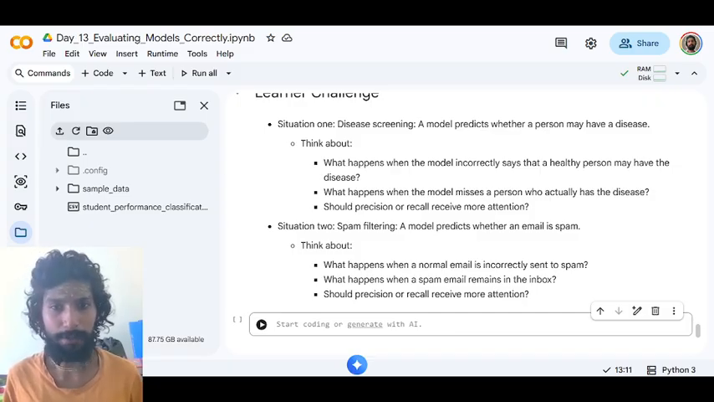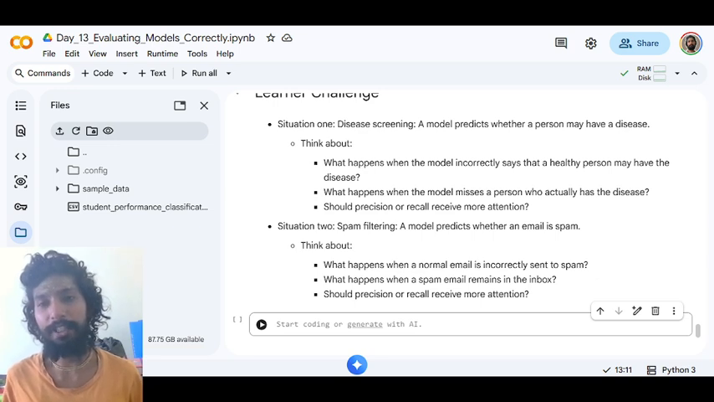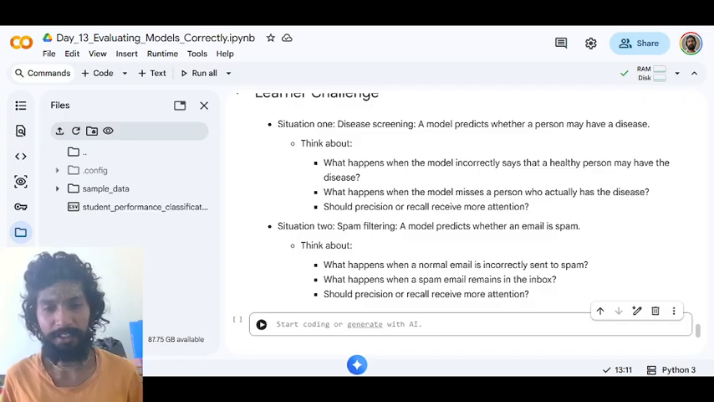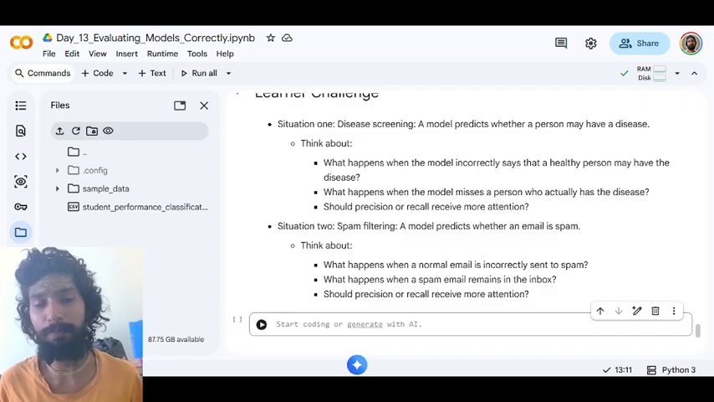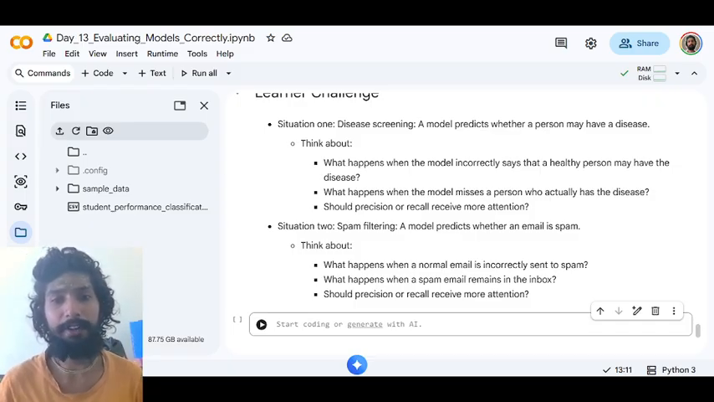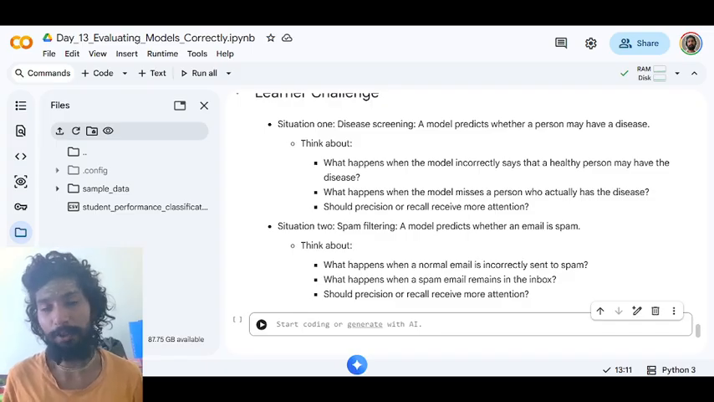For our student support model, recall may deserve extra attention because missing an at-risk student may be more harmful than checking an additional false warning. However, precision also matters because too many false alarms may reduce trust in the system. Your final learner evidence is one sentence: I would prioritize ___ because ___. For example, I would prioritize recall because missing a student who genuinely needs help may be more harmful than reviewing an additional warning. That completes day 13 of our data science series.